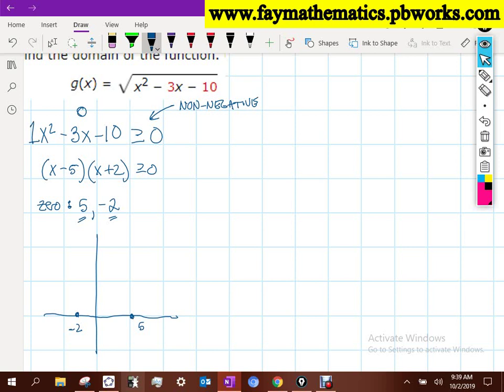This is a positive 1x squared, right? So is this parabola concave up or concave down? Concave down. It's concave up. You said up? I said up the first time. All right, so it is concave up.